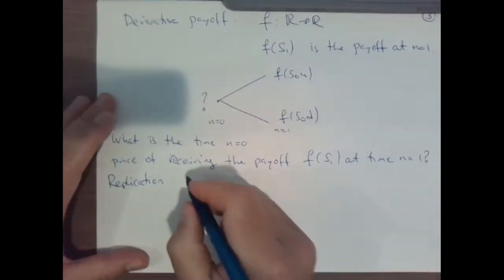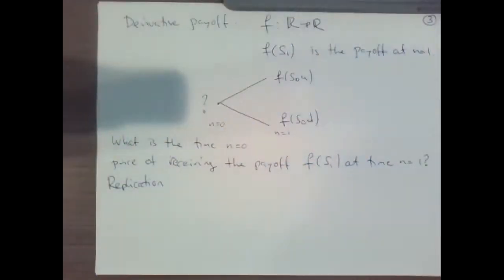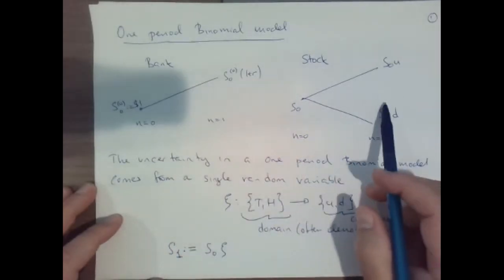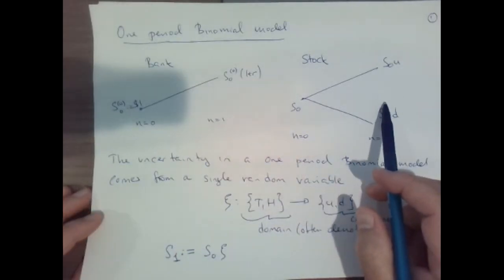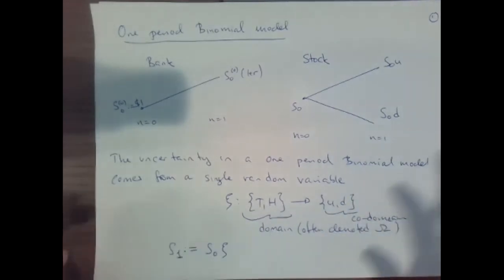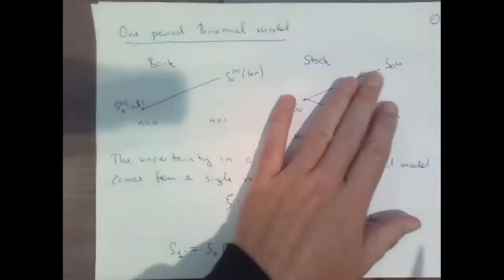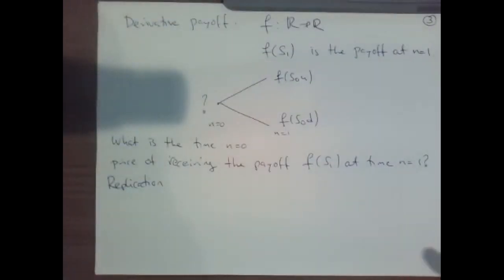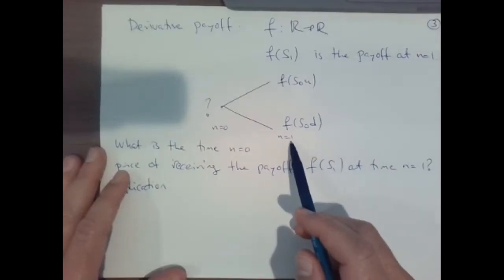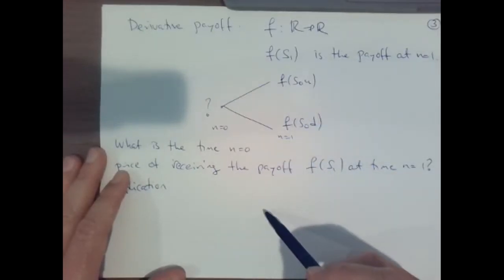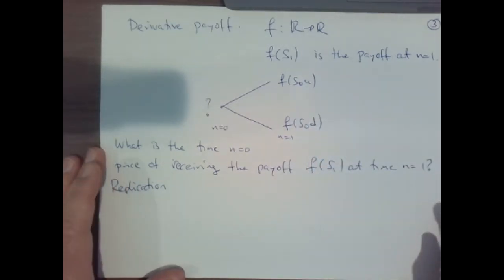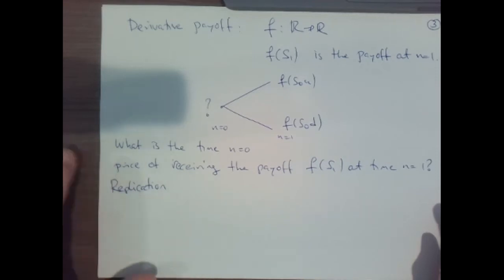So we buy or sell units. We buy and sell units of the bank. We buy and sell units of the stock, such that when we have those number of bank units and those number of stock units, we have a portfolio. And when we look at that portfolio at time 1, what does that pay out? We want it to pay out exactly the same as what the derivative pays out. That's what replication is about, right?